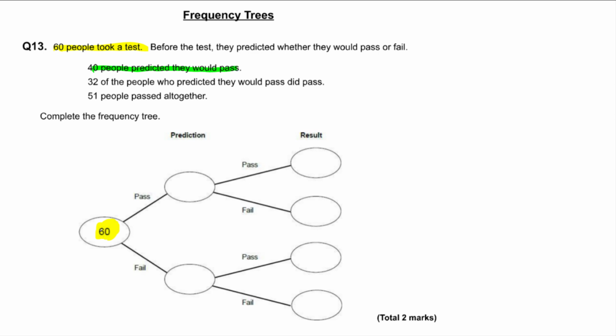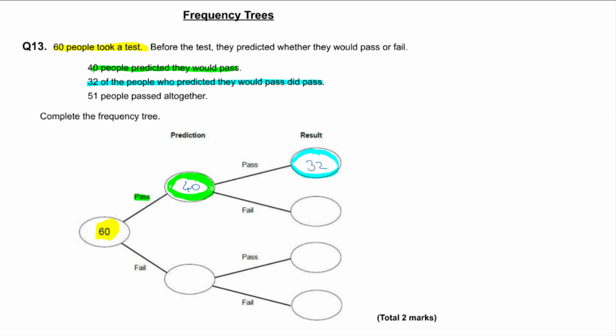Now where is that on the diagram? So pass is here. So this is the 40 people here that predicted they would pass. So I can just write the number 40 in there because we know that from the question. Now the next thing says 32 of the people who predicted they would pass did pass. Okay, so of those 40, 32 of them actually did pass. So this circle here is the ones who thought they would pass and did pass. So then that goes 32 in there.